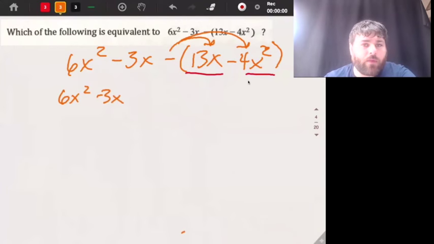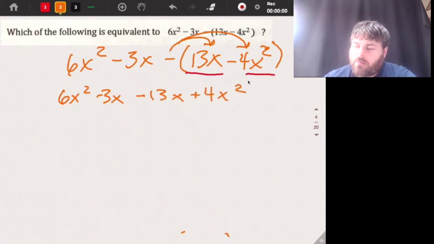Now when we multiply that negative inside, all the negative does is switch the light on or off. It's like a light switch. That positive number becomes negative. If it's negative, it becomes positive. It's turning on and off a light switch. So that positive 13x becomes a negative 13x. That negative 4x squared becomes a positive 4x squared. Remember, if it's just a negative, it's just going to change the sign.